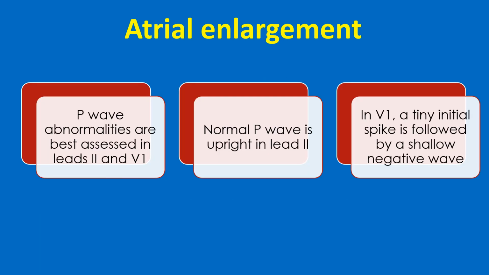P wave abnormalities are best assessed in leads 2 and V1. Normal P wave is upright in lead 2. In V1, a tiny initial spike is followed by a shallow negative wave.